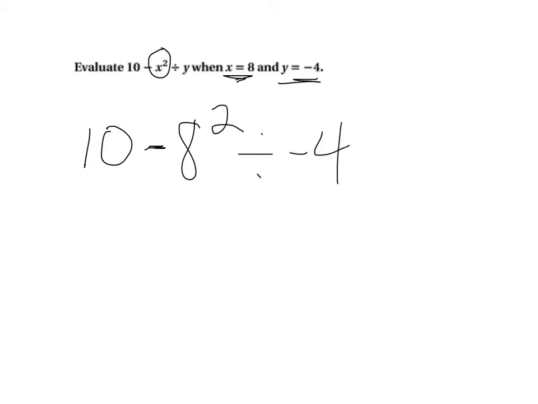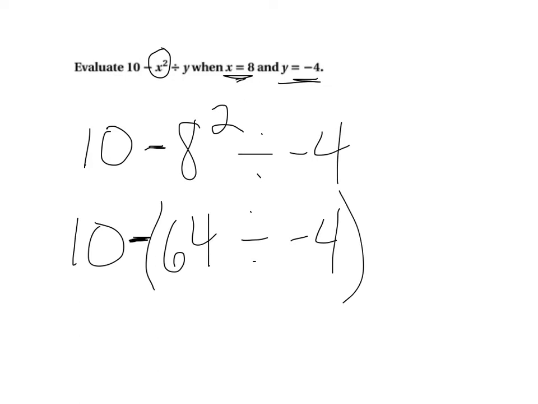Well, let's go through step by step. 10 minus 8 squared is 64, and then I need to divide by a negative 4. Well, order of operations says that I have to divide 64 divided by negative 4. And doing that, I know there's a subtraction here. I'm going to ignore that and just divide 64 divided by negative 4.